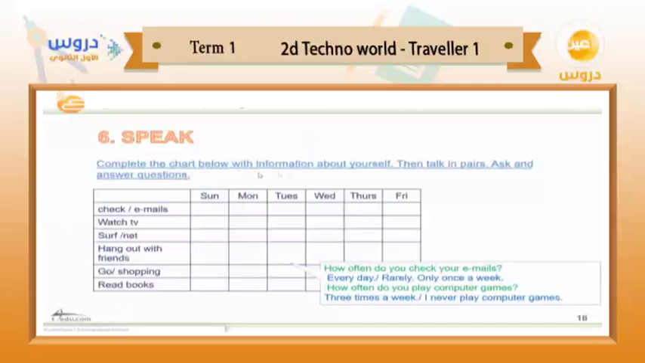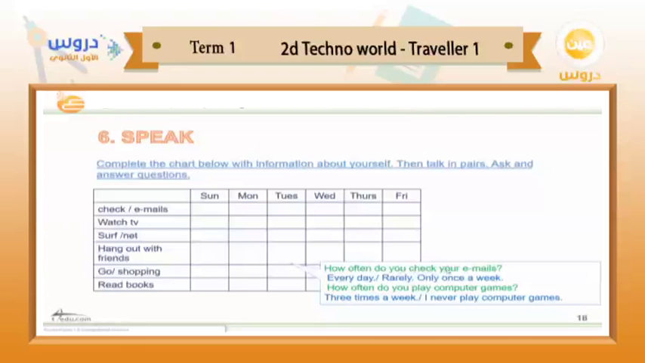Now complete the chart below with information about yourself and talk in pairs. Ask and answer questions. You can ask questions about checking your emails, watching TV, surfing the net, hanging out with friends, going shopping, and reading books. These are activities usually done by most of us, but some people never do them. Others do them often. You can ask questions to your friends, okay, and try to elicit the answers.